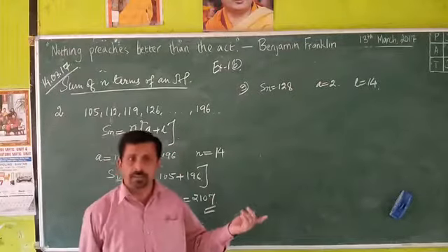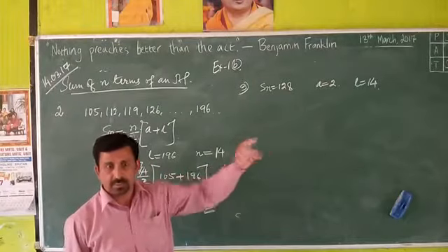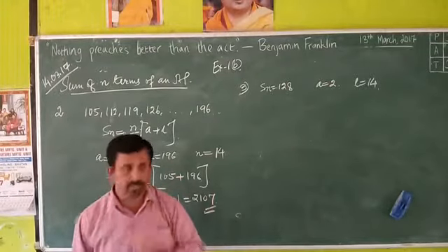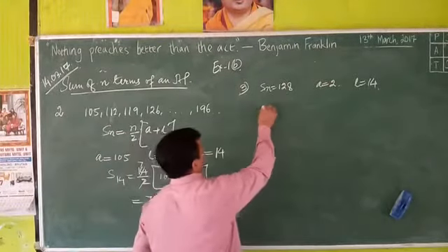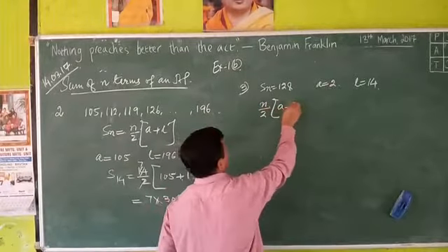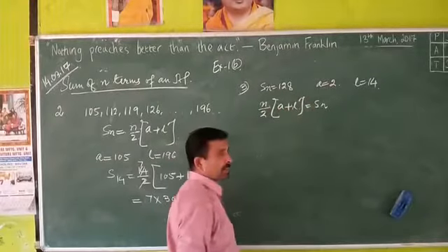We will go for formula number 2. We are going to proceed because we have the last term. Keep in mind the question: the question is to find the common difference. So we start with n over 2 into (A plus L) is equal to Sn. Am I right? Yes, sir.